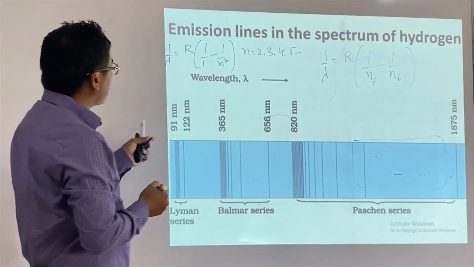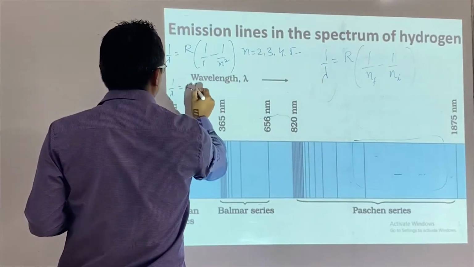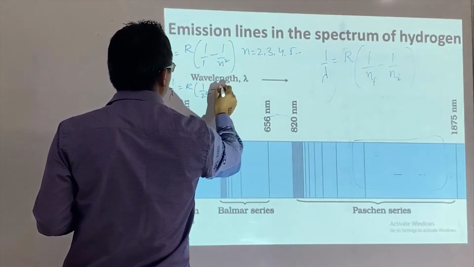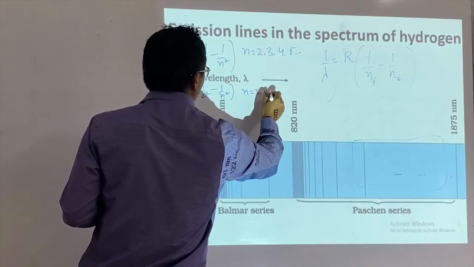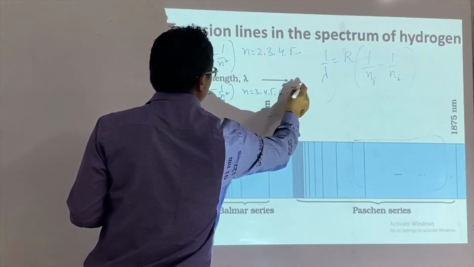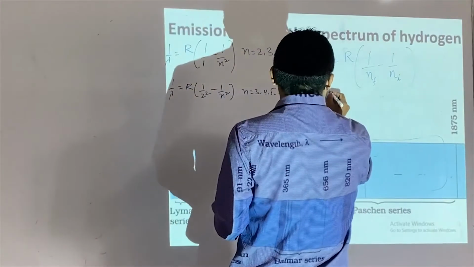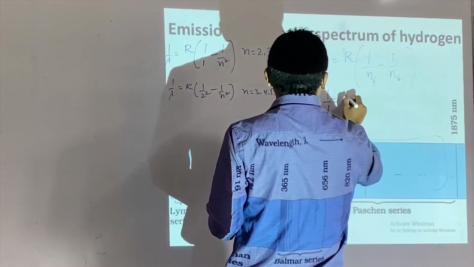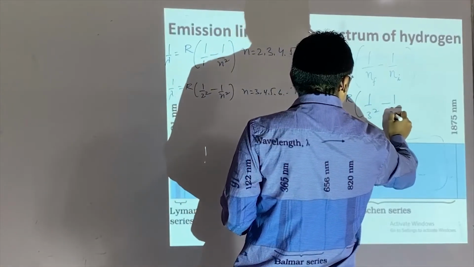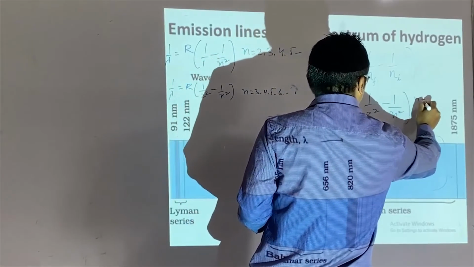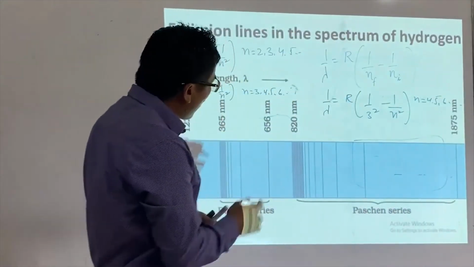And the Balmer series, we found it: 1 by lambda is equal to R times (1 by 2 squared minus 1 by n squared), where n is equal to 3, 4, 5, 6 and so on. And then the Paschen series: 1 by lambda is equal to R times (1 by 3 squared minus 1 by n squared), where n is equal to 4, 5, 6 and so on. And it goes on like that.